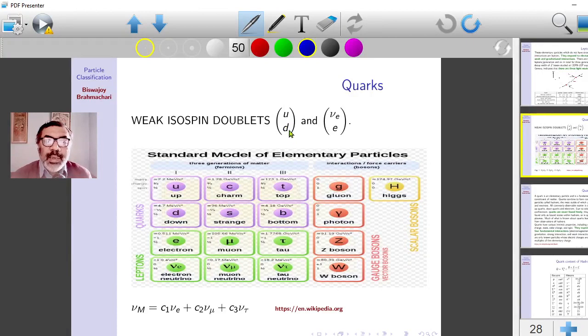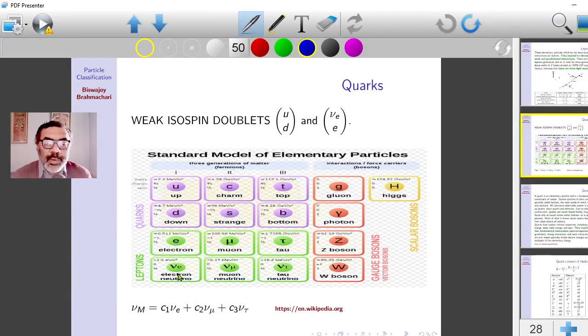The entries within these doublets, U and D, are spinors. That means they are spin half particles, which means that weak isospin and intrinsic spin are two different quantum numbers. Even though this is a doublet under weak isospin, each individual entry in this weak isospin doublet has intrinsic spin half. That means they have spin up and spin down components.